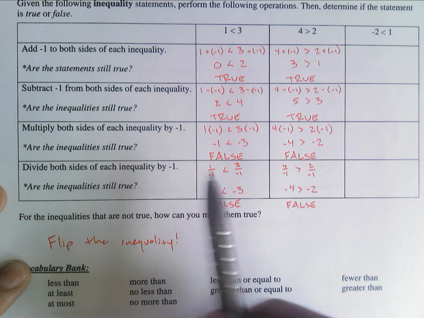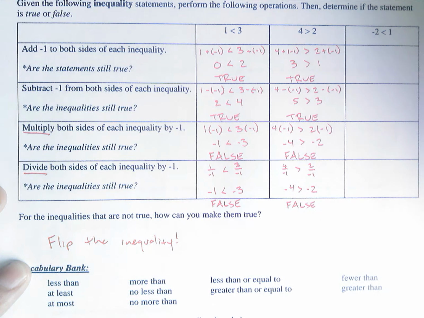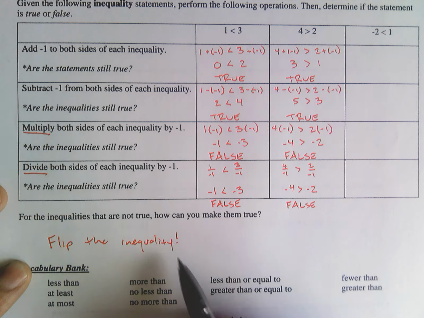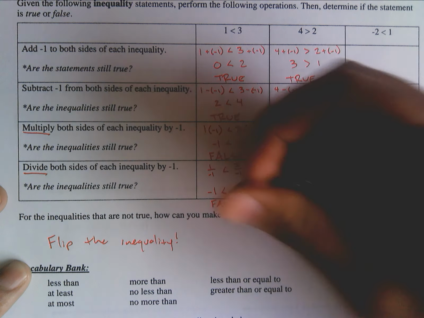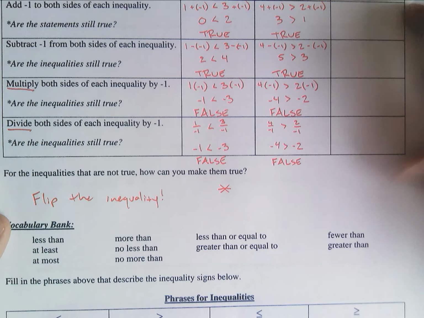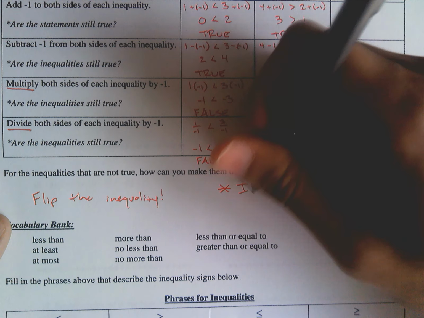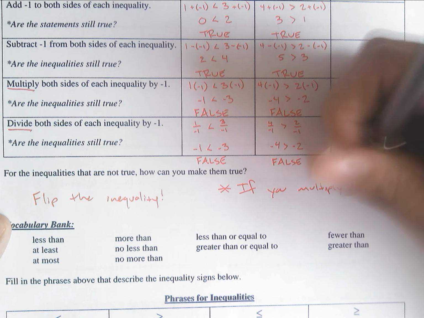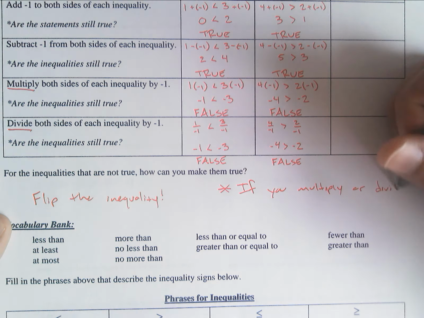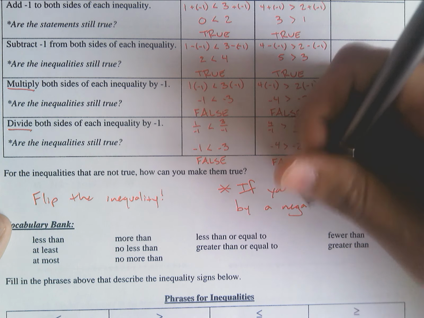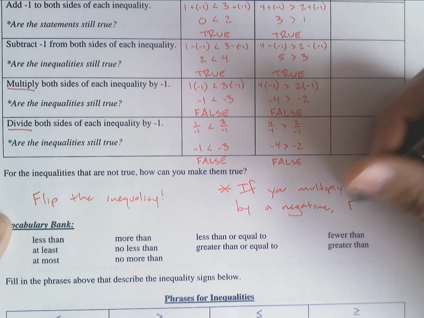So notice that occurs anytime we multiply or divide by negative 1. But we can generalize and say this is true for all negative numbers. So let's go ahead and write that. Put a star next to it, big exclamation marks. If you multiply or divide by a negative, flip the inequality.